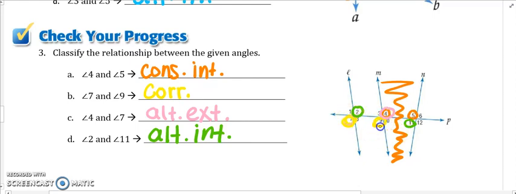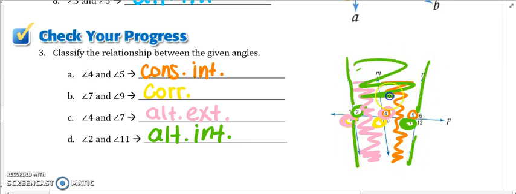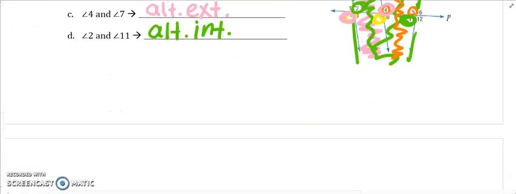Then we have 7 and 9. Bottom left, they're corresponding. We have 4 and 7. Well, here's the interior for those 2 lines. They're both on the outside, so they're alternating exterior. And then we have 2 and 11, and for those 2 lines, the interior is both of those colors. So they're both on the interior, one on top, one on bottom, so they're alternating interior.